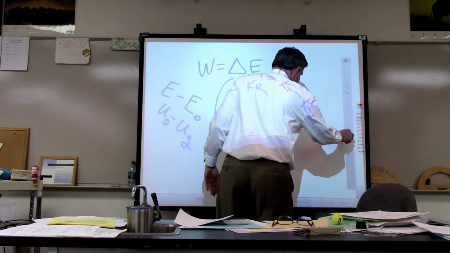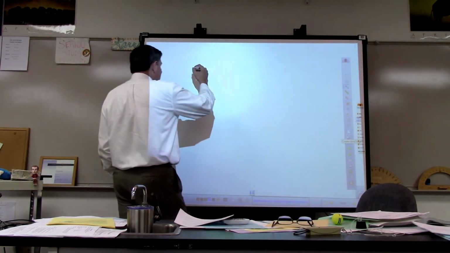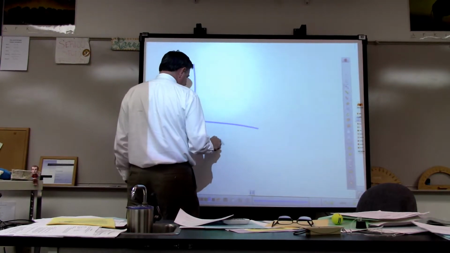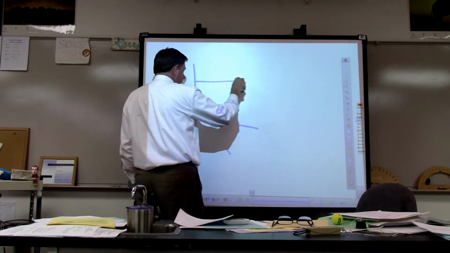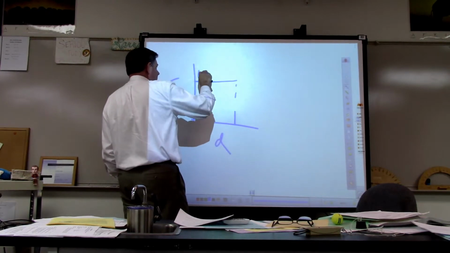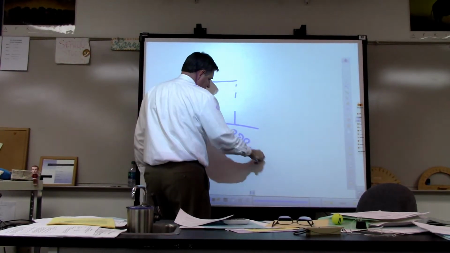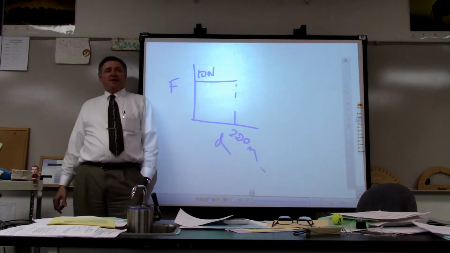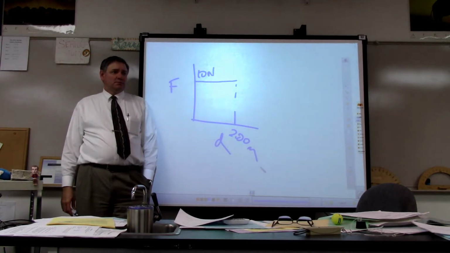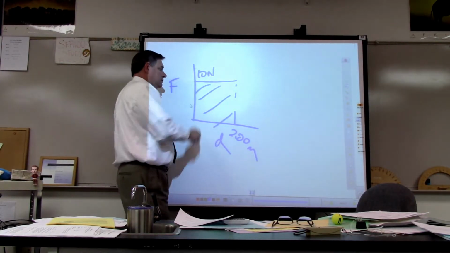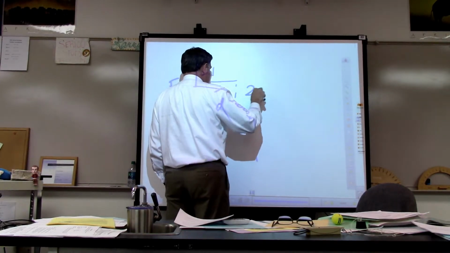So let's say, for example, I generate a force-distance graph that looks like this. So let's say this is 10 newtons and this is 2 meters. Got to find the area. What would the area be? Force times distance, that is work.